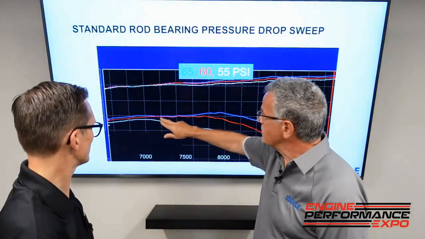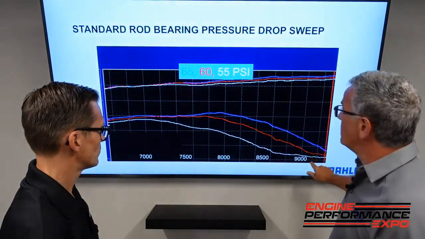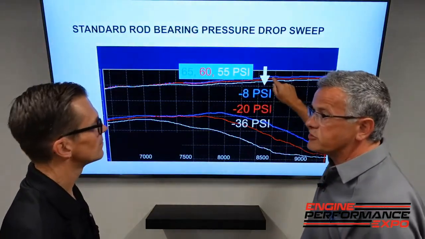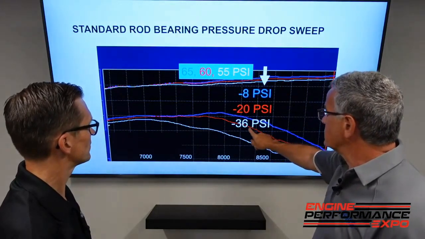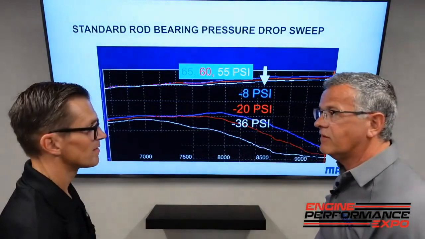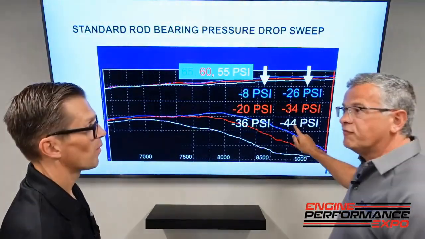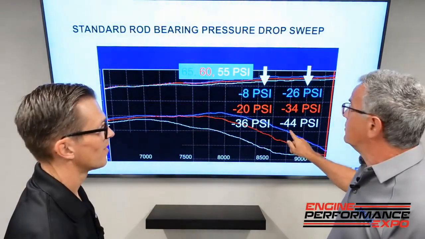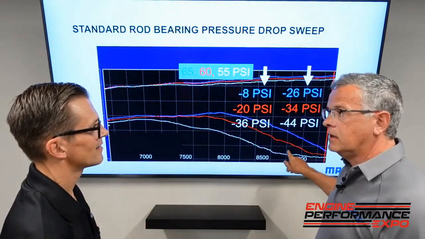This is the rods. So as we go through here, the rod pressure is dropping significantly from what the gallery pressure was. At 8,500, we lost 36 psi. Wow, if it started out at 55. At 9,000, we lost 44 psi at the rod journal. We were basically running at 11 psi.